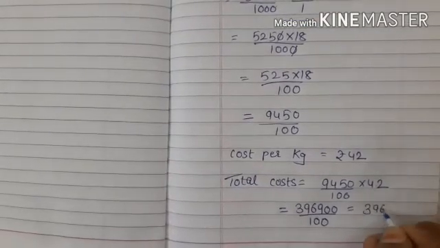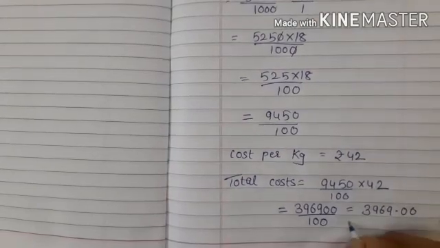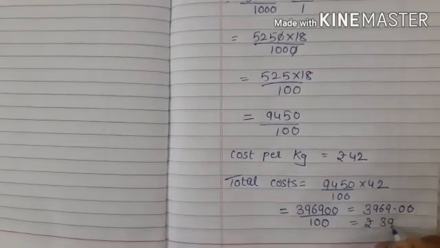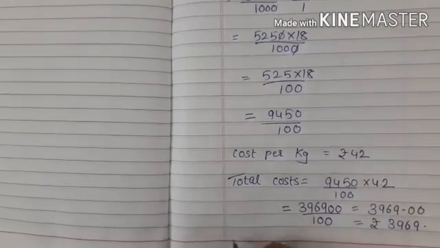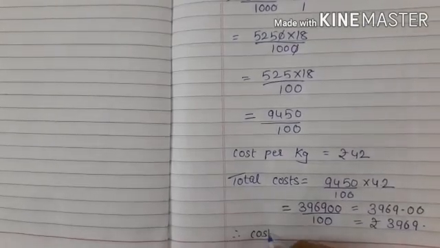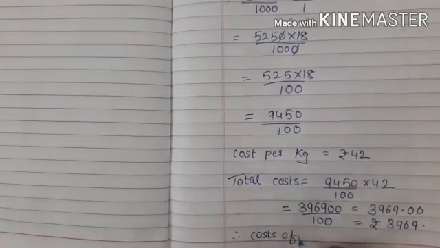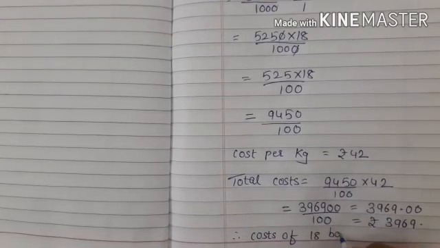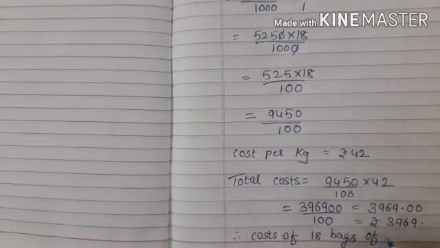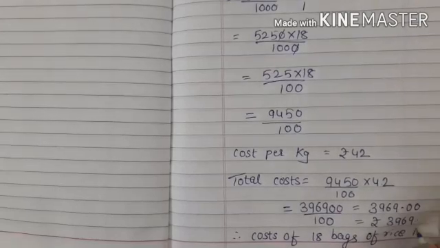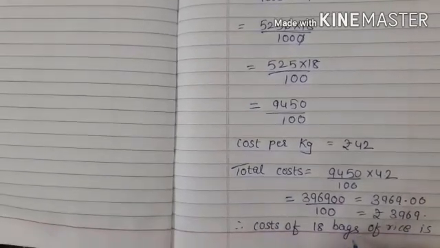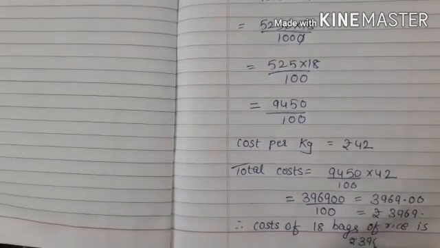So 3969.00 is equals to rupees 3969. Therefore, cost of 18 bags of rice is rupees 3969.